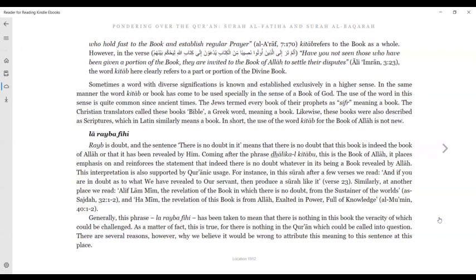Generally, this phrase, La rayba fihi, has been taken to mean that there is nothing in this book, the veracity of which could be challenged. As a matter of fact, this is true, for there is nothing in the Quran which could be called into question. There are several reasons, however, why we believe it would be wrong to attribute this meaning to this sentence at this place.